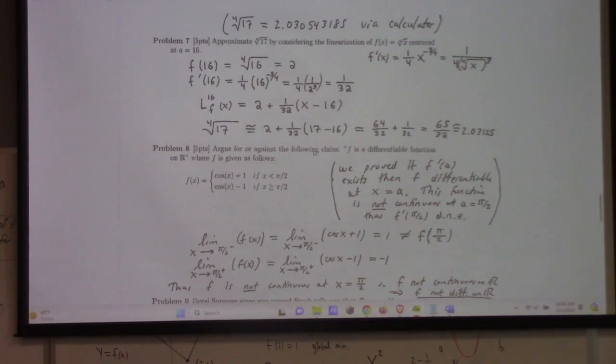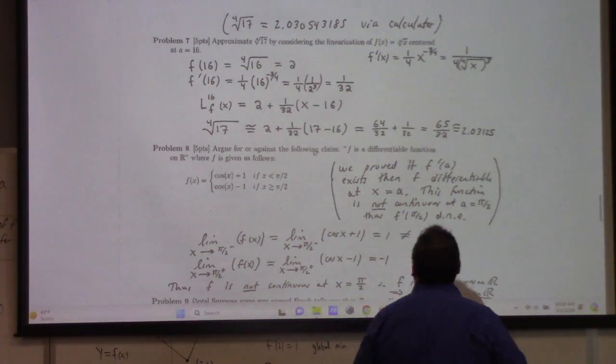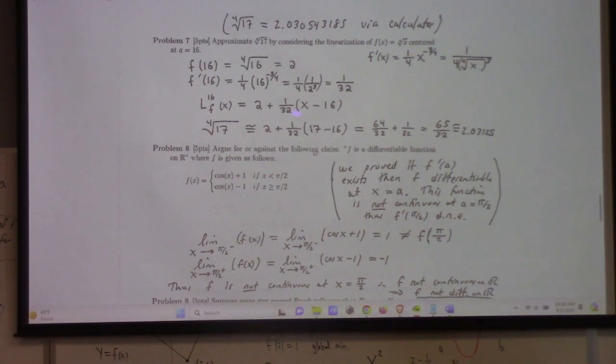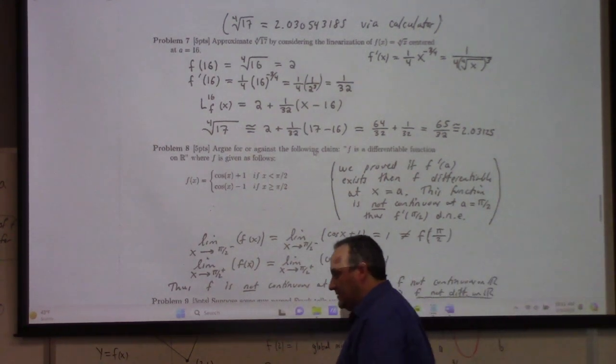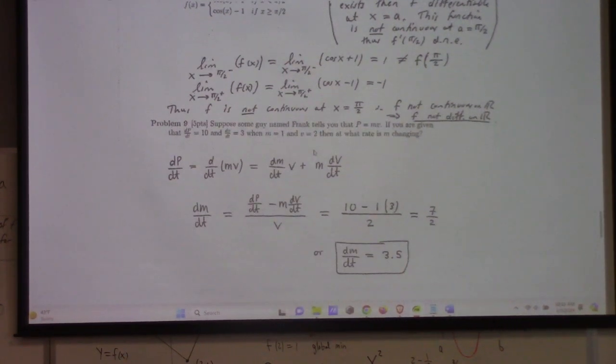Problem 7, I am very generous with in terms of partial credit; if you were partially correct, I give you some points. Now, I obviously did not give you a lot of points if you just plugged it in your calculator, which I can kind of tell if you did that. But anyway, this is the linearization. It ends up being 2 plus 1/32 (x minus 16), which gives us the approximation of 65/32 for the 4th root of 17, which is pretty close to right, actually. This one is not differentiable because it's not continuous. Many of you saw that, and that was wonderful. A lot of people figured this problem out, which was great. And finally, problem 9 is just related rates. It worked out to 3.5.